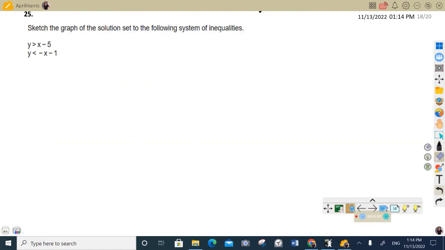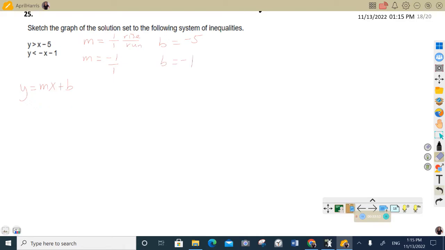Okay, 25 says sketch the graph of the solution set to the system of inequalities. First thing I notice is both of my lines are in y equals mx plus b form, which is nice. So the slope on the first inequality is going to be a 1, or if you want to make it a fraction, 1 over 1. Remember, that's your rise over your run. The b is negative 5. And my second inequality slope is negative 1 over 1, and my b is negative 1.